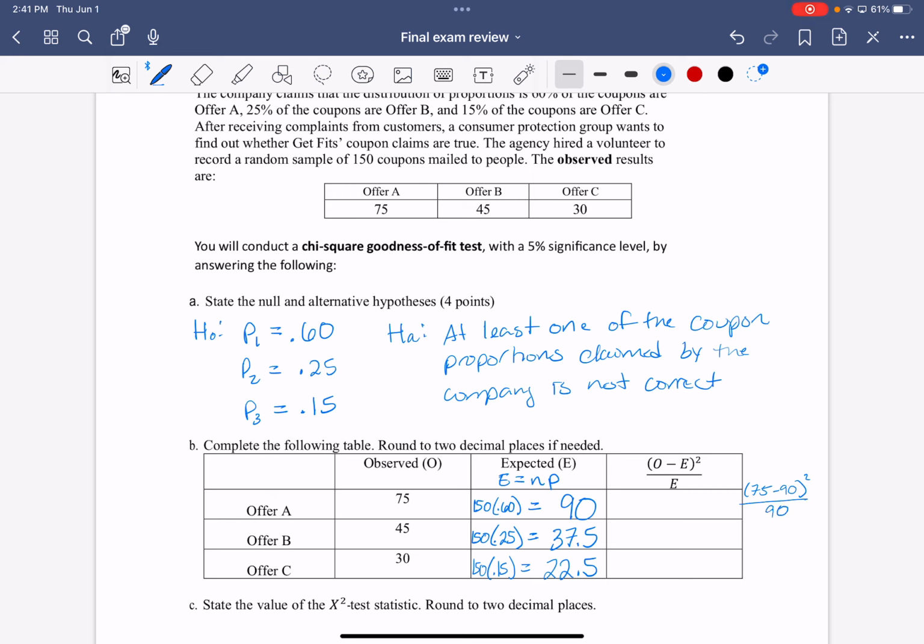Plug that into your calculator. 75 was the observed, 90 was the expected, substituted in. That'll give you 2.5. Similarly, for offer B, substitute in 45 for O, 37.5 for E. Using your calculator, you should get 1.5. And lastly, for offer C, substitute 30 for O, 22.5 for E. You should get 2.5.